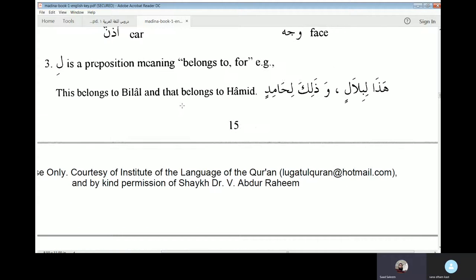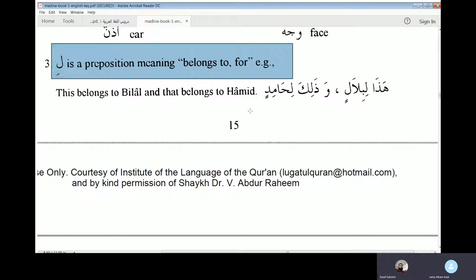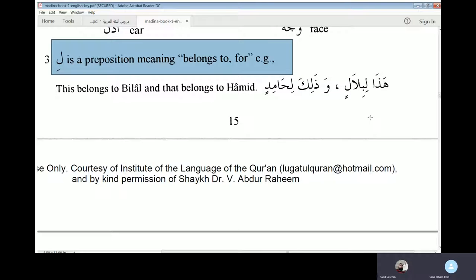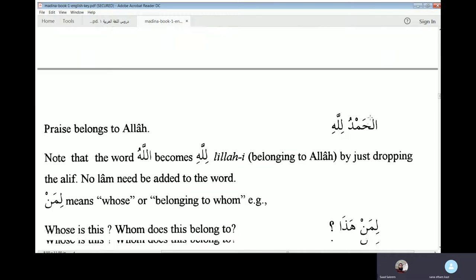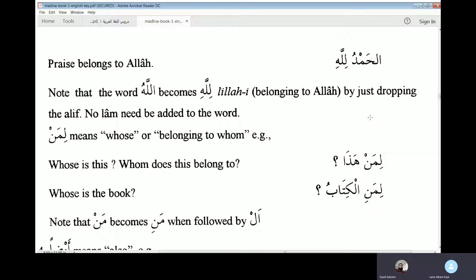Mr. Mujaddid, read the third point. Li is a preposition meaning belongs to, or for. For example, hadha li Bilalin wa dhalika li Hamidin. So this belongs to Bilal and that belongs to Hamid. Alhamdulillah: all praises are due to Allah, belong to Allah, or are for Allah. Note that the word Allahu becomes Lillahi, belonging to Allah, by just dropping the alif. No lam needs to be added to the word.